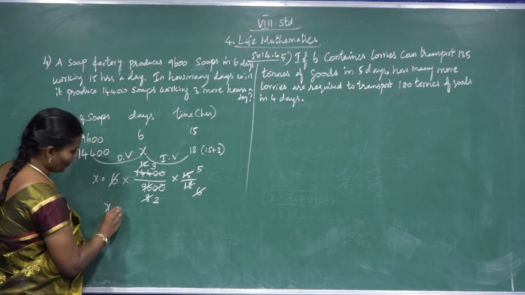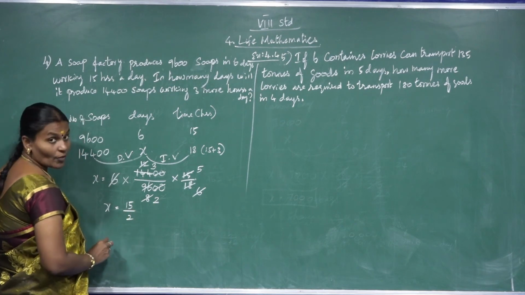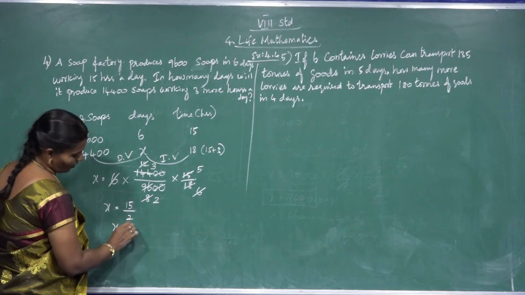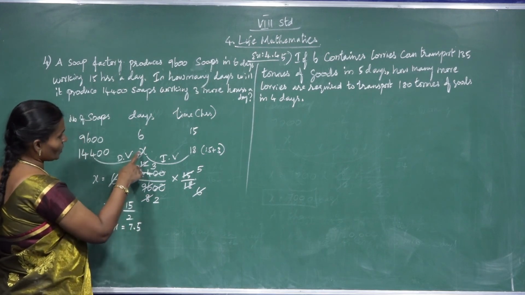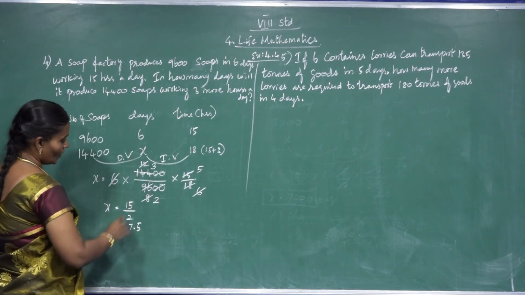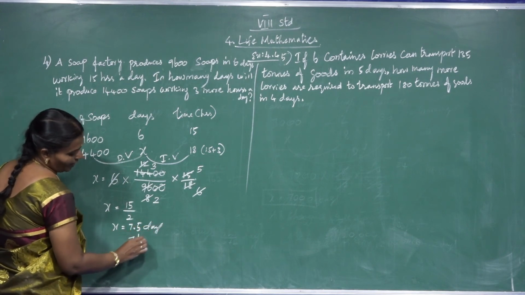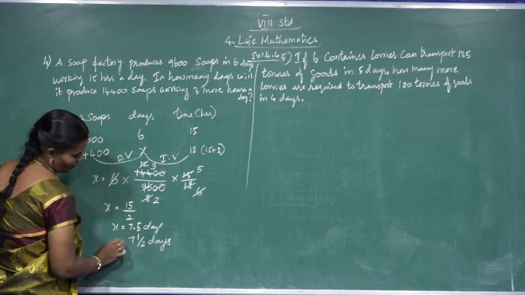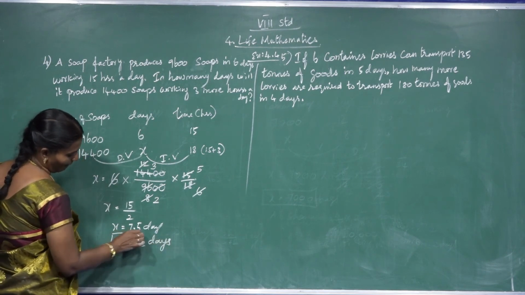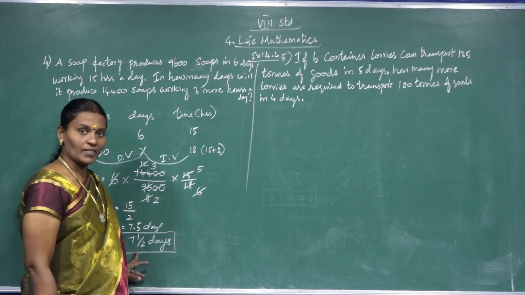So x is equal to 15 by here 2. Okay, 15 by 2 means x is equal to 7.5. What is the unknown here? Days are unknown. So 7.5 days. The unknown is 7.5 days. That is the answer. Understand, children?